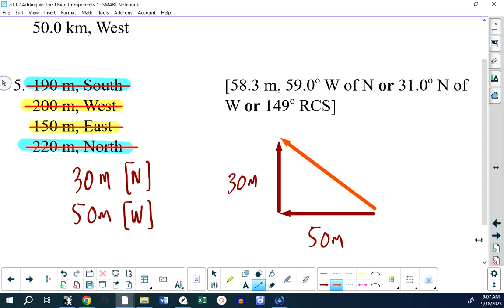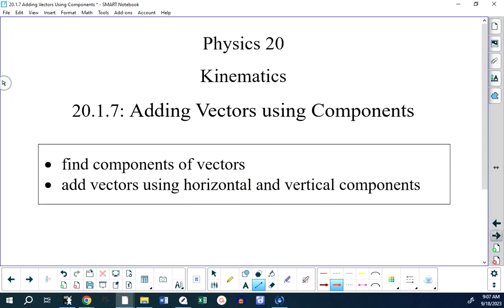All right, what we're going to be doing now is laying the foundation for adding vectors that don't fall into one of those nice categories. So we're looking on page 32 of your unit handout, I believe, where we're going to be adding vectors using components.